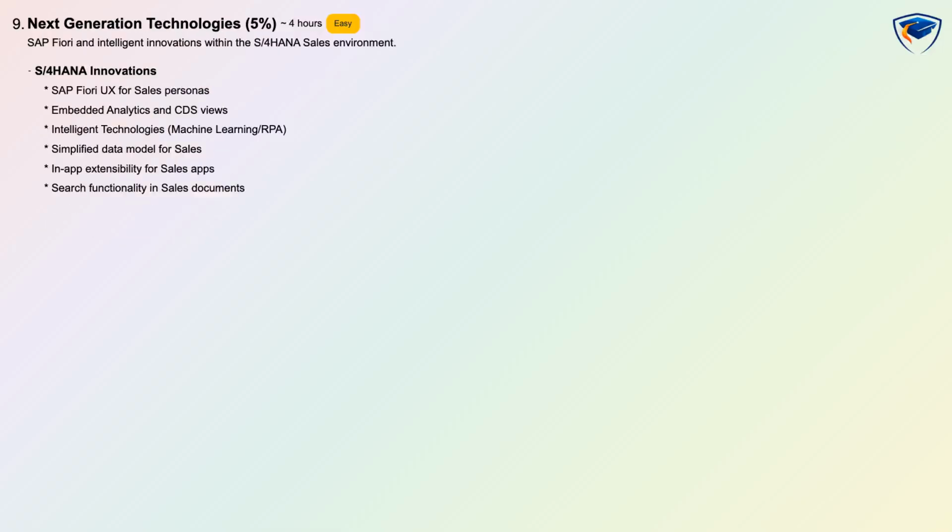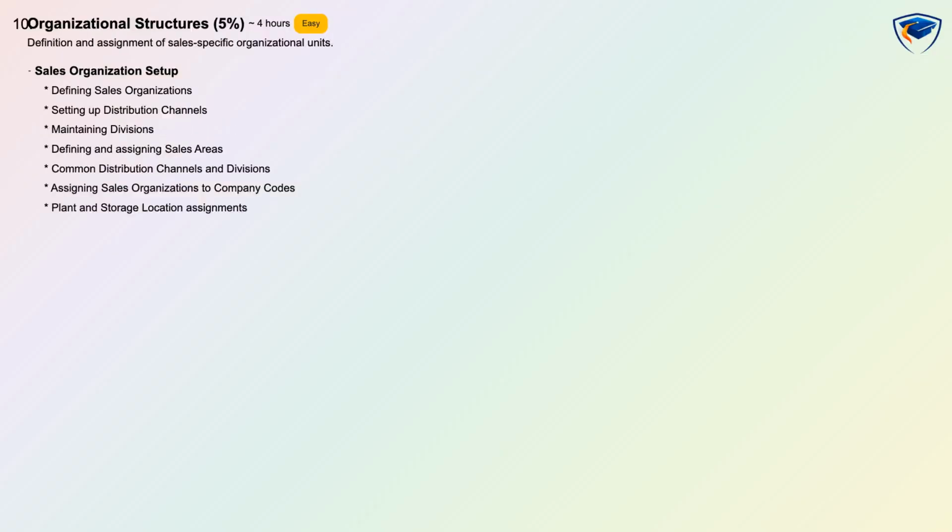Next Generation Technologies is 5% of the exam. Easy difficulty, with about 4 hours of learning and conceptual plus scenario-based assessment. This short domain introduces SAP Fiori UX for sales personas, embedded analytics and CDS views, and intelligent technologies like machine learning and RPA. You will also learn about the simplified sales data model, in-app extensibility, and improved search in sales documents.